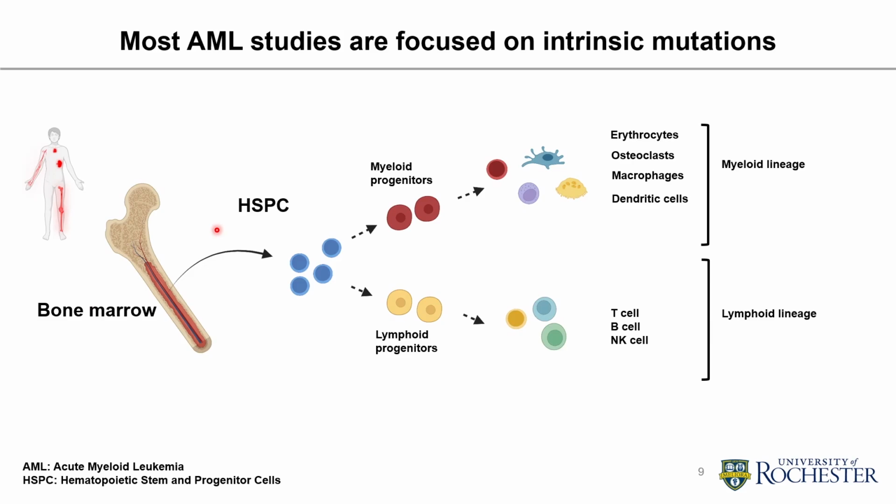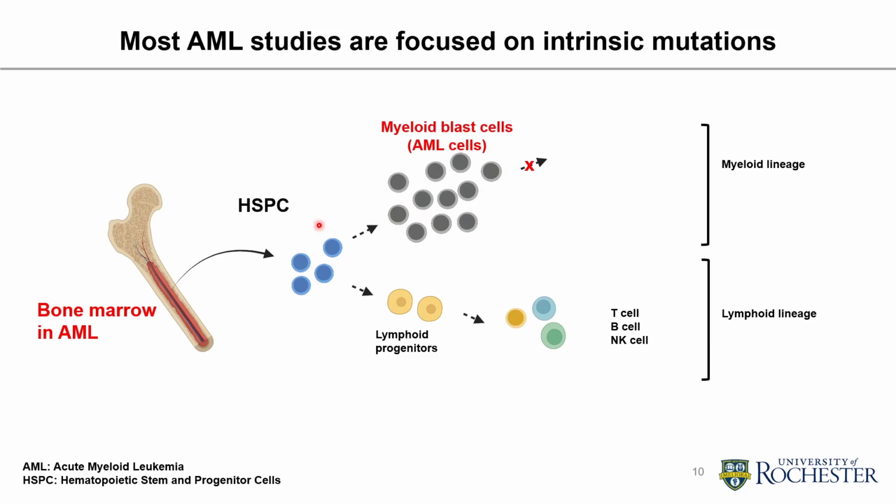AML takes place, again, in the bone marrow, which is the site of normal hematopoiesis. Normally, there are hematopoietic stem cells and progenitor cells, and today I'll be referring to them as blood stem cells. These blood stem cells differentiate into myeloid and lymphoid lineages, and at the end, they make up our erythrocytes, osteoclasts, T cells, and B cells. During acute myeloid leukemia, a population of these blood stem cells in the myeloid lineage accumulate mutations, become dysfunctional, and overexpand at the cost of healthy cells in the bone marrow. Patients who have AML experience bone marrow failure, essentially.